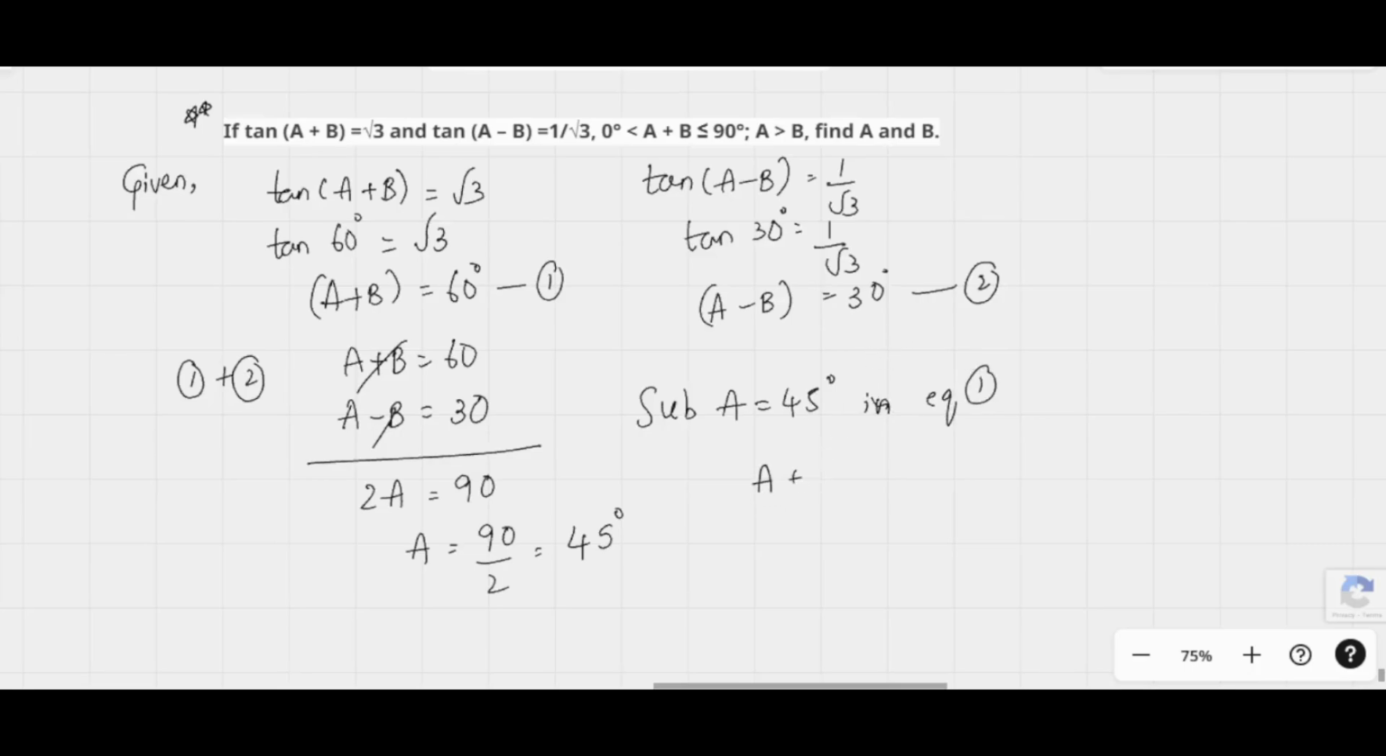So a plus b is equal to 60 degrees. So a is what? 45 plus b equals 60 and b is equal to 60 minus 45, that is 15 degrees. If you want to cross check, you can cross check here. See, if I put a as 45 here and b as 15, 45 plus 15 is 60. Yes. And here also 45 minus 15 is 30. Hence it works out. Hence A and B values are 45 and 15 degrees.